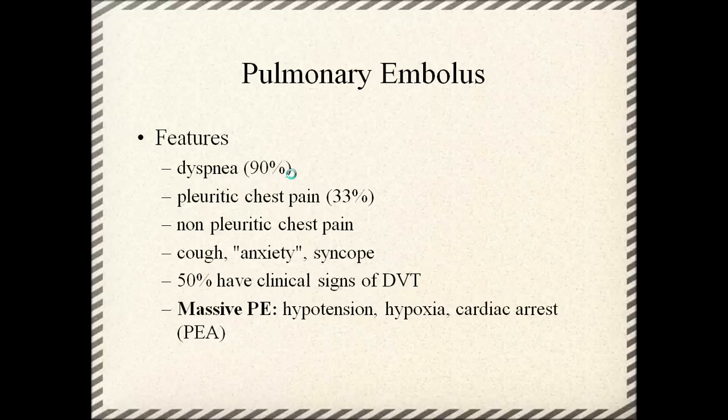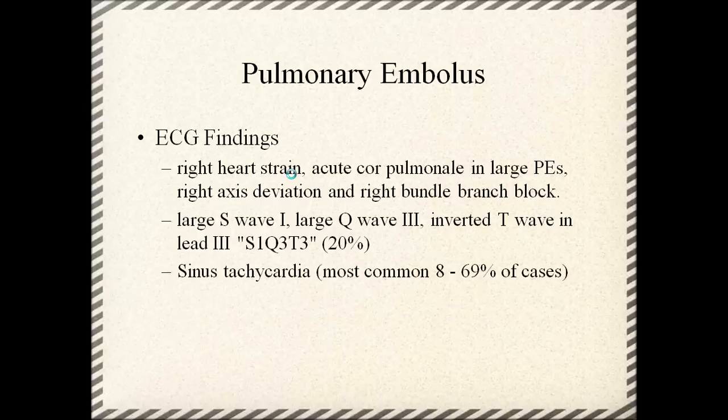ECG findings, you'll often see a pattern of right heart strain, right axis deviation, right bundle branch block. If you ever see a patient with right bundle branch block as a new presentation and tachycardic, etc., then this should be up there in your differential. The typical S1Q3T3 pattern that's been described is present in about 20% of cases. The most common finding is a sinus tachycardia. This is a patient with a right bundle pattern and tachycardia, as we just talked about.